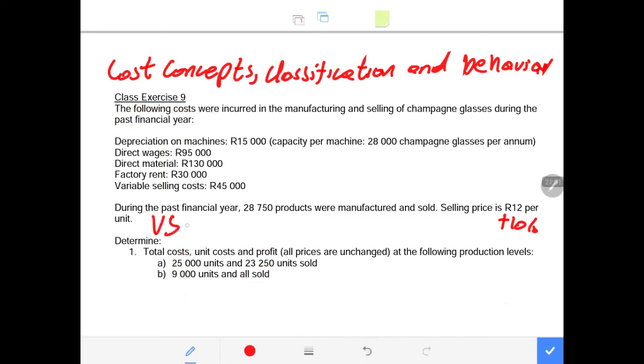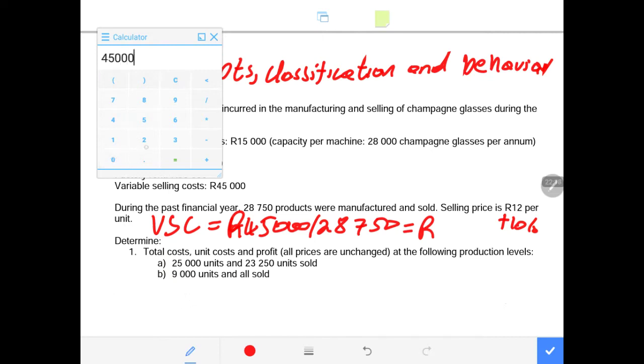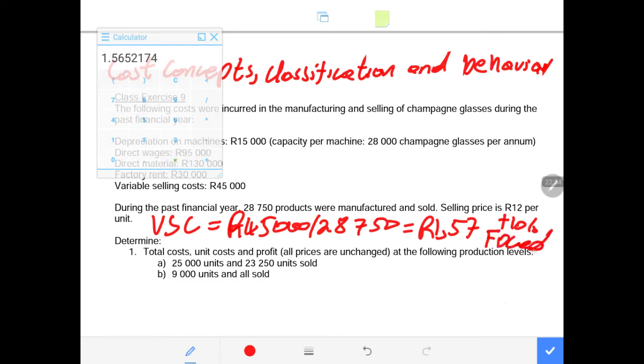So now we need our variable selling cost, which will be 45,000 rands. Divide this by the number of units that were sold in the previous period, 28,750, and we'll see how much our variable selling cost was in the previous period. 45,000 divided by 28,750 gives us 157 cents per unit of the previous period. So now we say variable costs per unit are fixed. We can use the same variable selling cost to multiply with the units that were sold in the current period. That's what variable cost being fixed means. It means the variable cost of the previous period can be multiplied with the units of the current period because it does not change, it remained fixed.